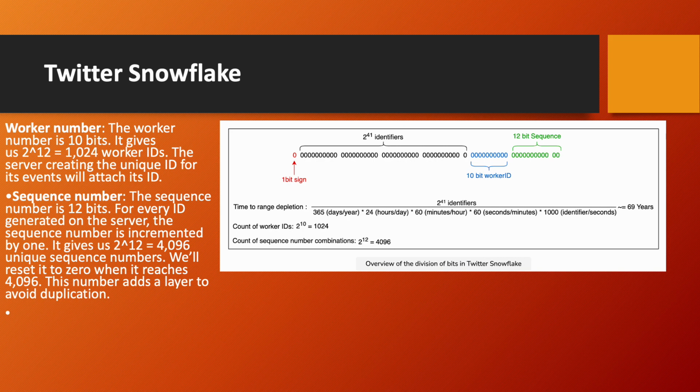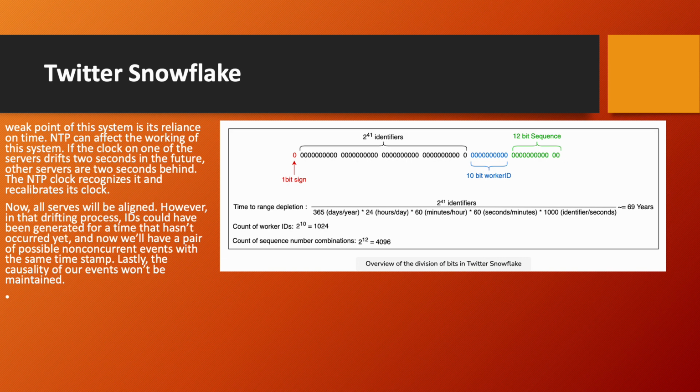We already talked about worker number and sequence number. The worker number is 10 bits, which is around 1000 worker IDs. The server creating the unique ID for its event will attach its ID. The sequence number is 12 bits. For every ID generated on the server, the sequence number is incremented by 1. It gives us 4000 unique sequence numbers. We'll reset it to 0 when it reaches 4000. The number adds a layer to avoid duplication.